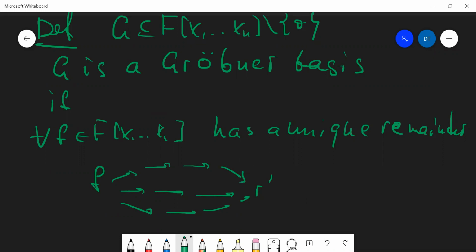Okay, so the second problem is to show that, oh, I have 13 minutes. Okay, let me think. It's probably not a good idea to start proving the second main result, so I will start with an example of a Grobner basis.